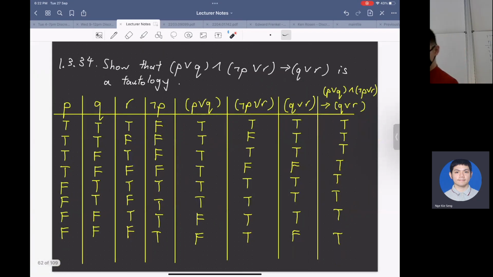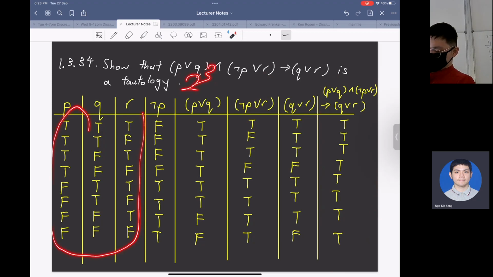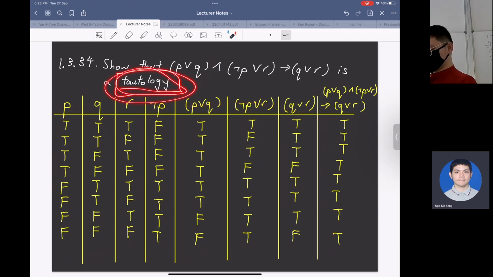Okay, next. Show that P or Q and not P or R implies Q or R. So it's a tautology, and you have to show that this column is all true. How many variables? 3 variables, so 2 to the power 3, which is 8 possibilities. Then you check. Showing that something is a tautology or contradiction is a skill you have to master in this class.